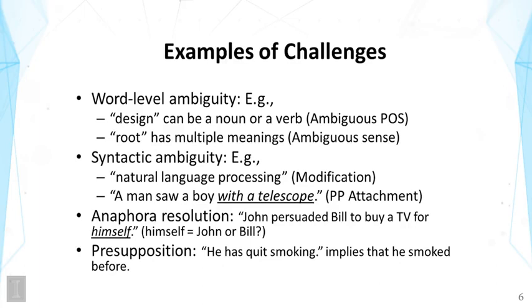Another example of difficulty is anaphora resolution. So think about a sentence like John persuaded Bill to buy a TV for himself. The question here is, does himself refer to John or Bill? So again, this is something that you have to use some background or the context to figure out. Finally, presupposition is another problem. Consider the sentence, he has quit smoking.